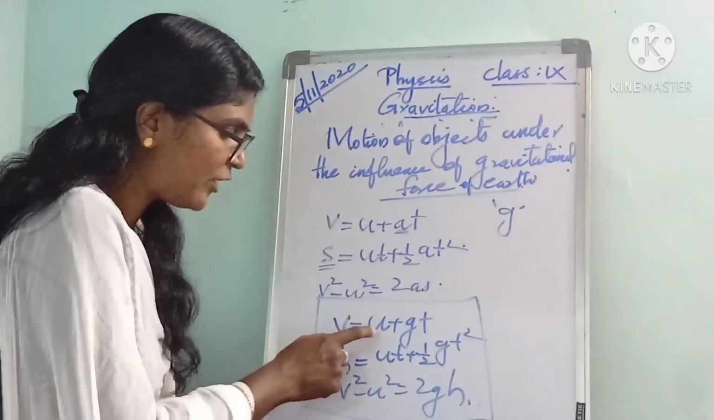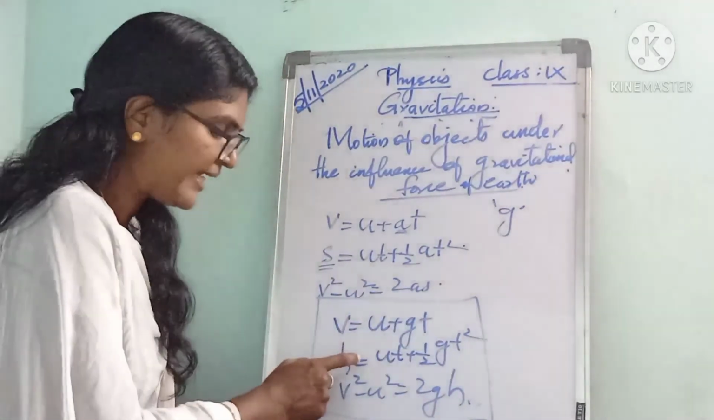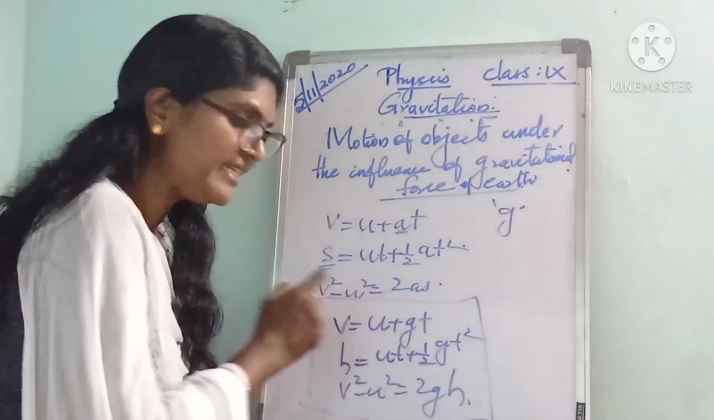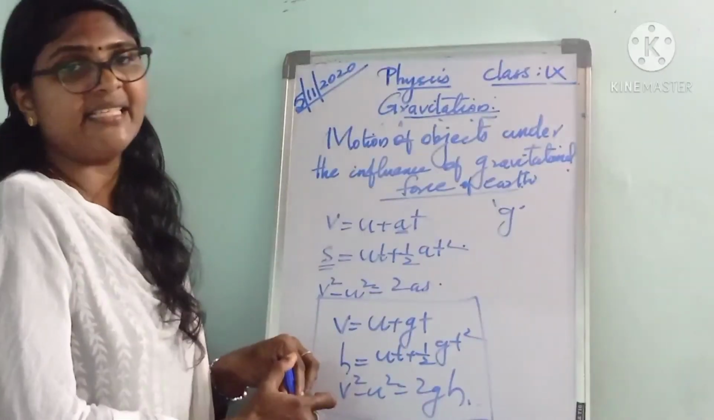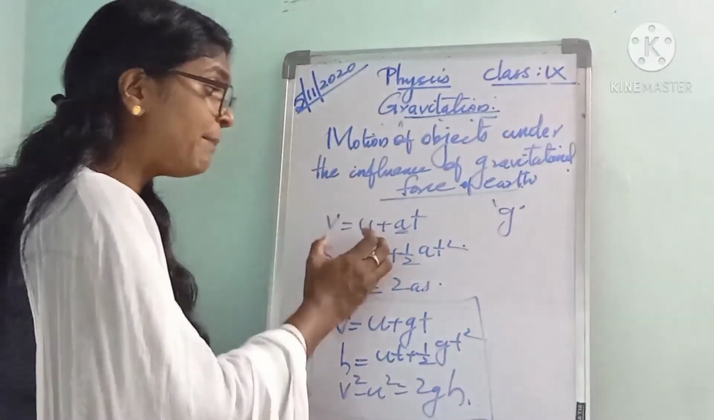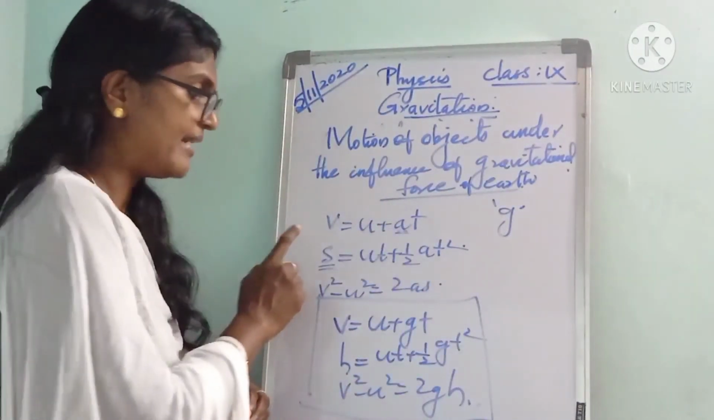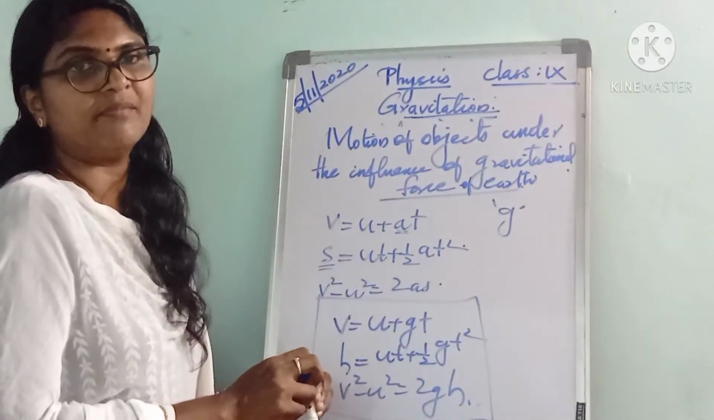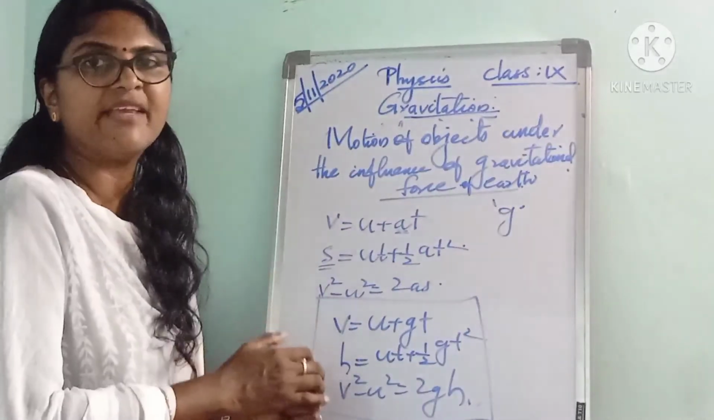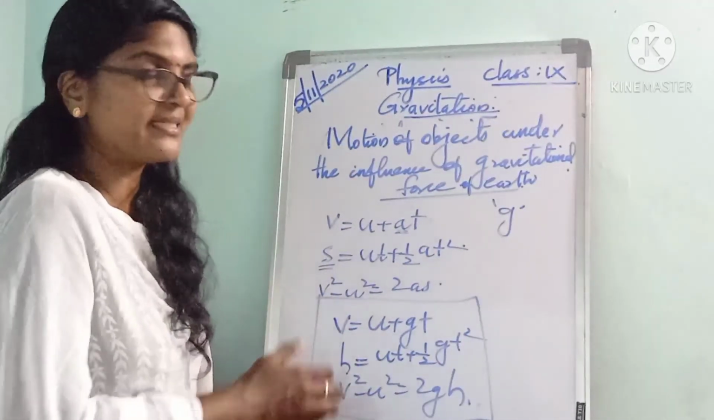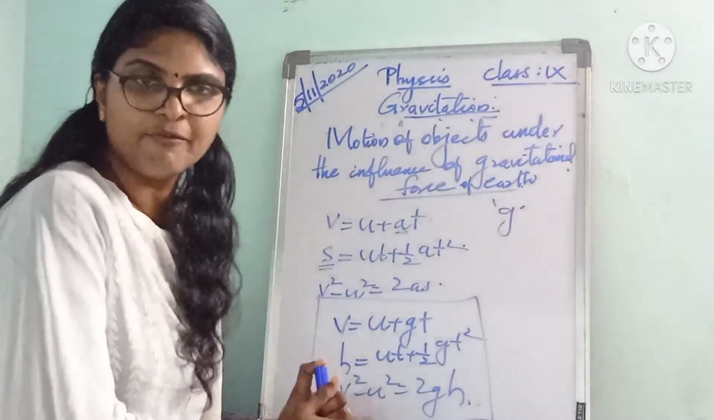Okay, v = u + gt, then h = ut + 1/2 gt^2, then v^2 - u^2 = 2gh. Here we replaced a by g and s by h. That means we change only that. These are the equations of free fall.